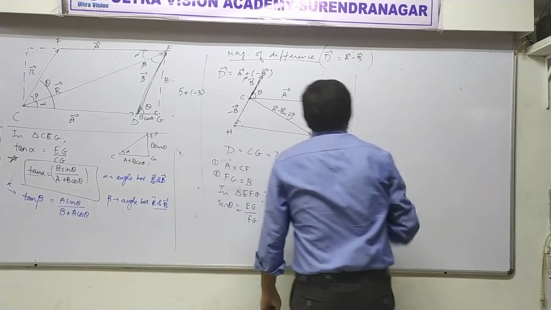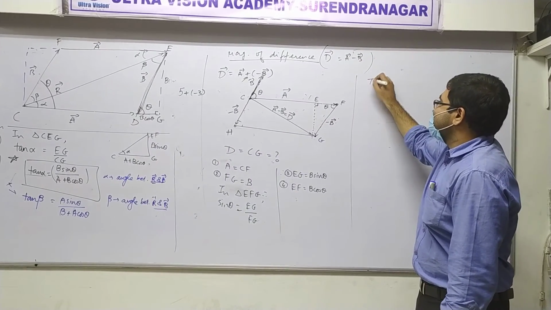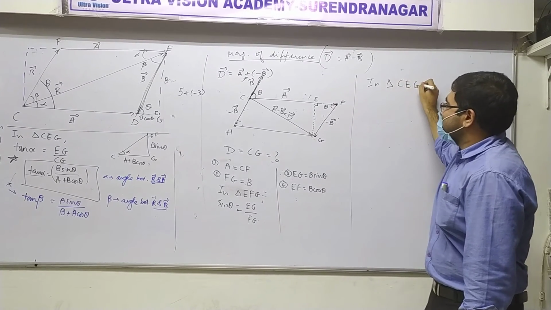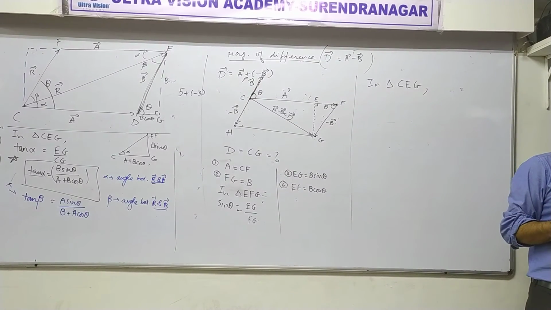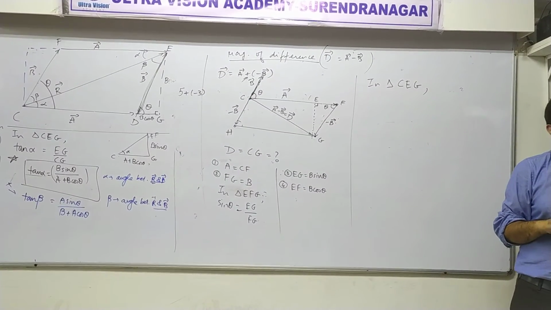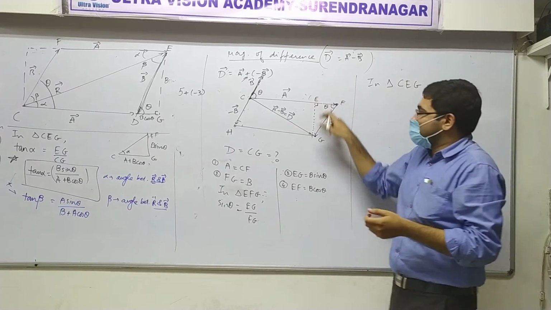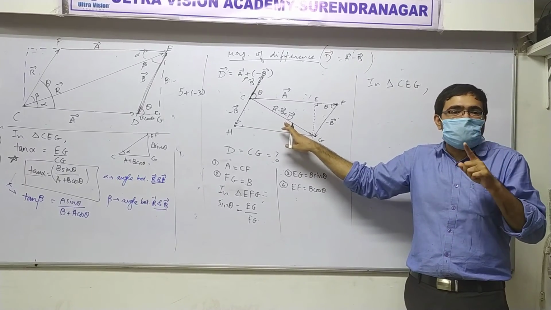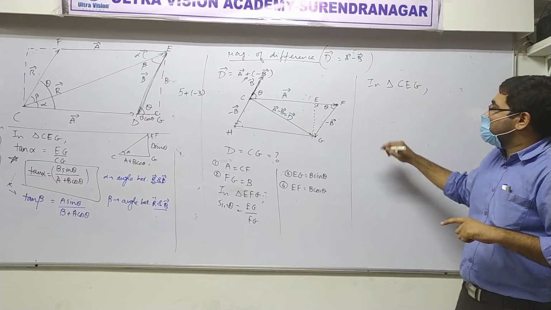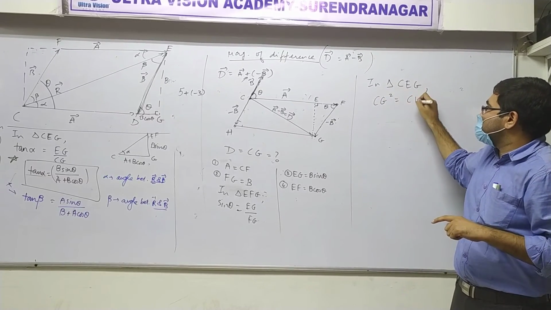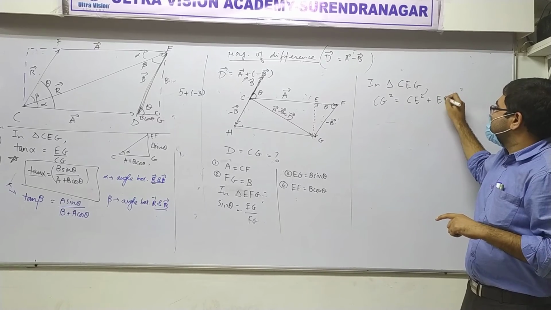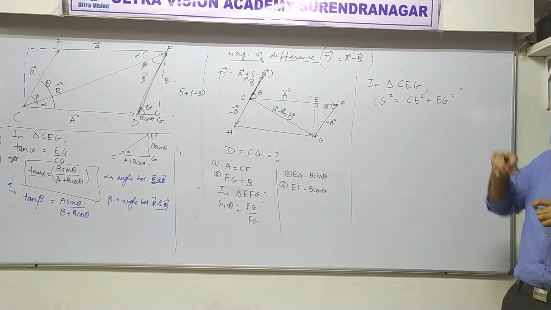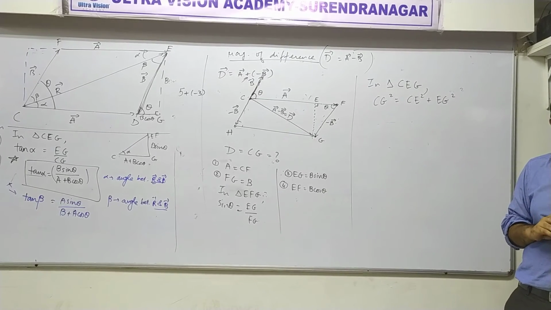Now we are going to put everything in the Pythagoras theorem in the right angle triangle CEG. Why are we choosing that triangle CEG? Because the hypotenuse of that triangle is D. So using the Pythagoras theorem, CG square is equal to CE square plus EG square. Look at the first step of this derivation.